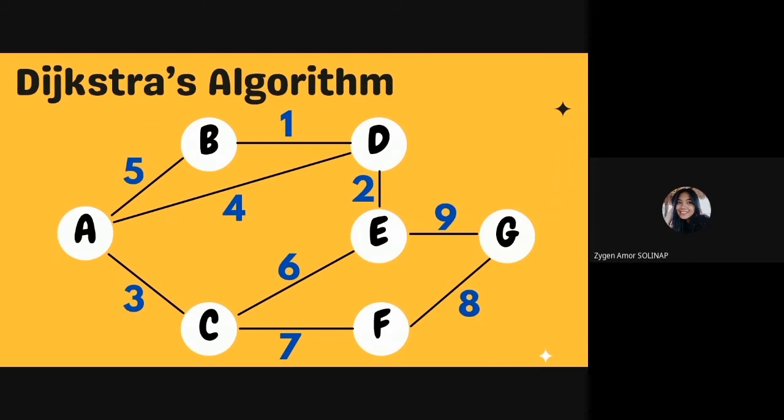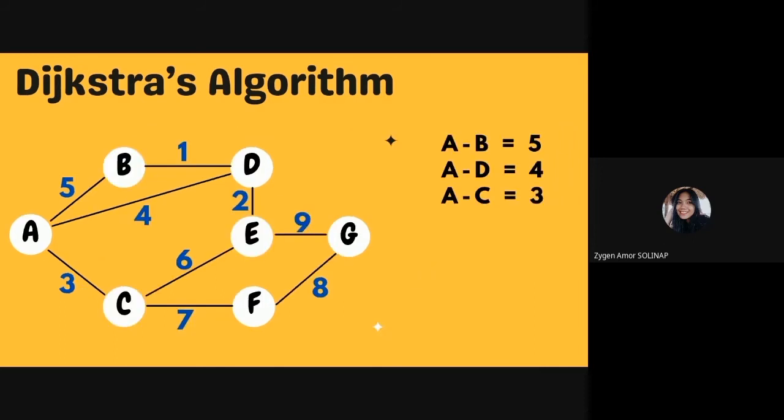Since our origin is City A, that is what we identify first. So node A is connected to node B, node C, and node D. Then, we are going to compare their distances. Path AB is 5 kilometers, path AD is 4 kilometers, and path AC is 3 kilometers. Which of the three has the shortest distance? Obviously, it's path AC, which has 3 kilometers. So we will mark it as a visited path. Let's darken the arc.